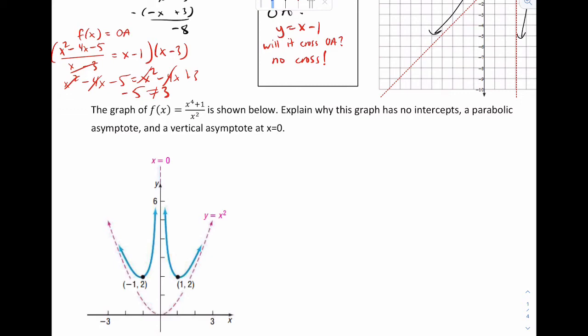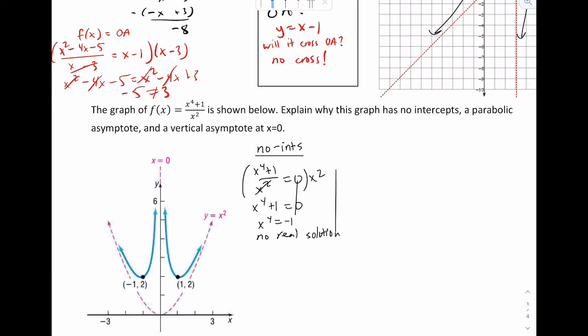So there's no intercepts. Well, that would be because if you make x to the fourth plus 1 over x squared equal to 0, you multiply by x squared, that's gone. You get x to the fourth plus 1 equals 0. X to the fourth equals negative 1. This has no real solution. So there's no x-intercept here. Therefore, there's no x-intercept.